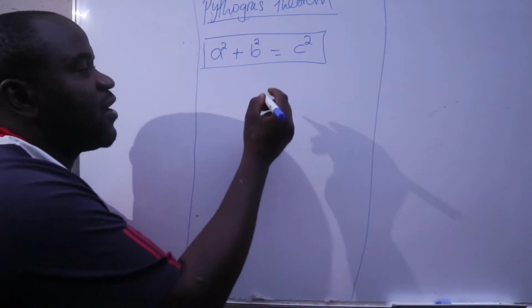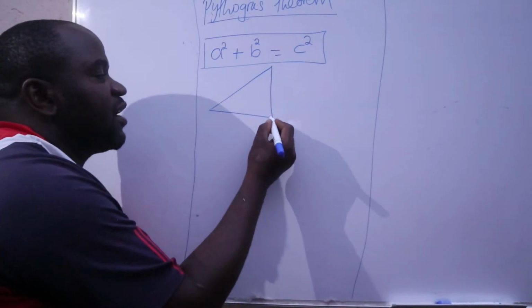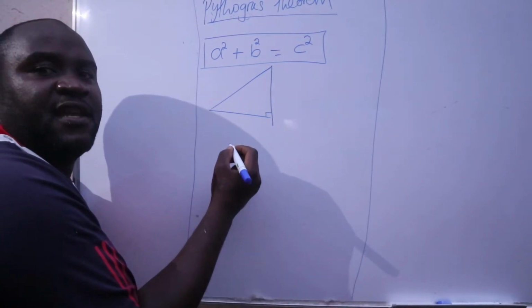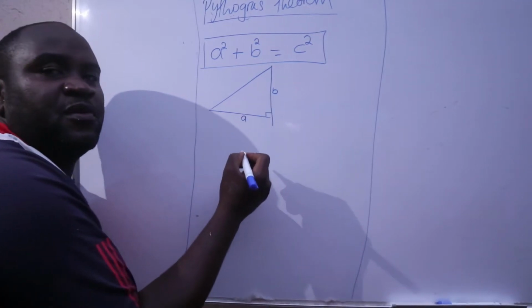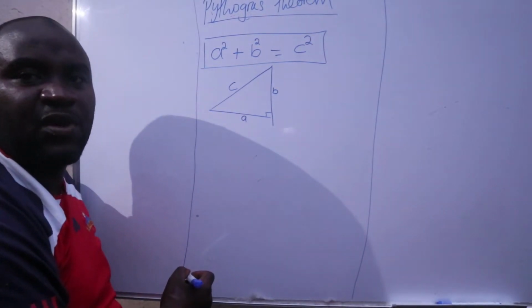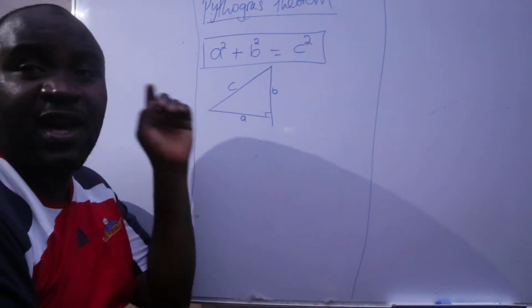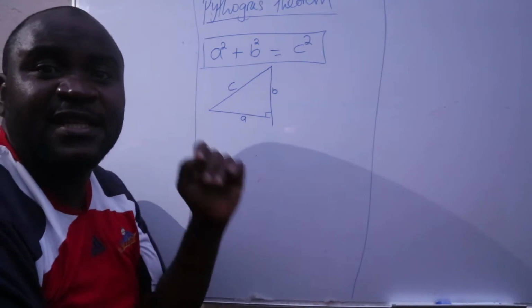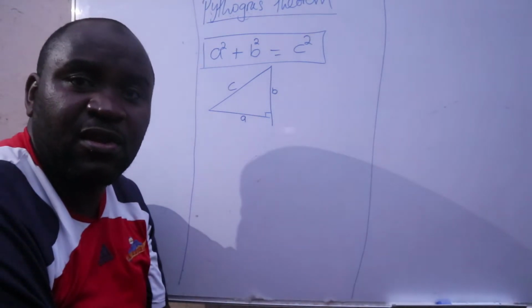With this, the triangle would take on such a shape that if this is our right angled triangle, then the shortest side can be small a, another shorter side can be small b, then the longest side can be small c. With that definition, you would confirm that this triangle is a right angled triangle and it satisfies the condition of what we call the Pythagoras theorem.